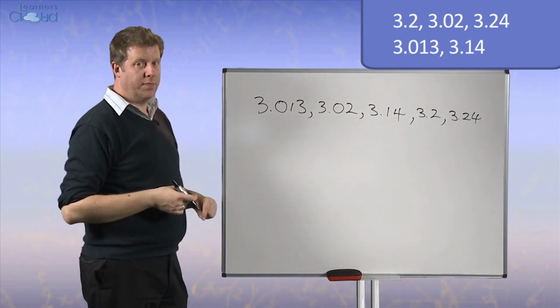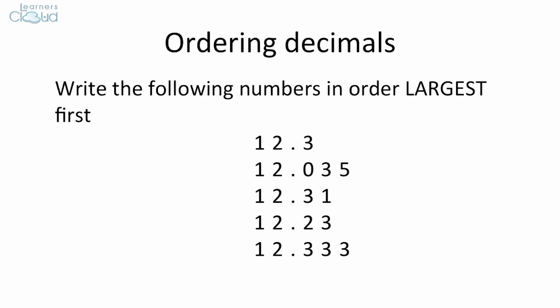Now let's have a look at another example, but this time they want us to write the numbers in order with the largest first. And you may be asked in any question to either write in ascending or descending order. So it's good to be able to do both. If we look at these numbers, we have 12.3, 12.035, 12.31, 12.23 and 12.333.